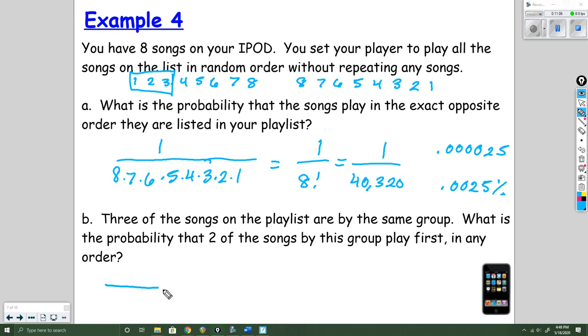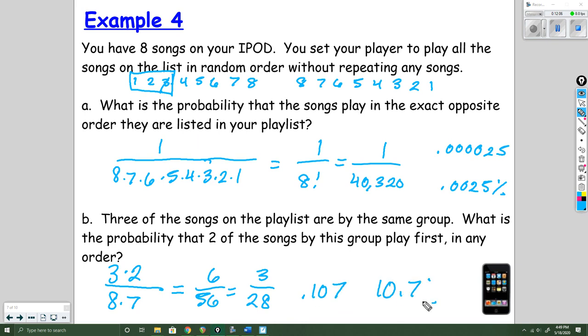The number of different ways we can play those first 2 songs is 8 different songs could play first, and then 7 different songs could play second. Now we have 3 songs to choose from by that same group. So 3 different songs could play first, and once that song plays, we have 2 options for the next song. That's 6 cases in which this happens out of 56 total possible scenarios, and that would be 3/28, 0.107, or 10.7%.